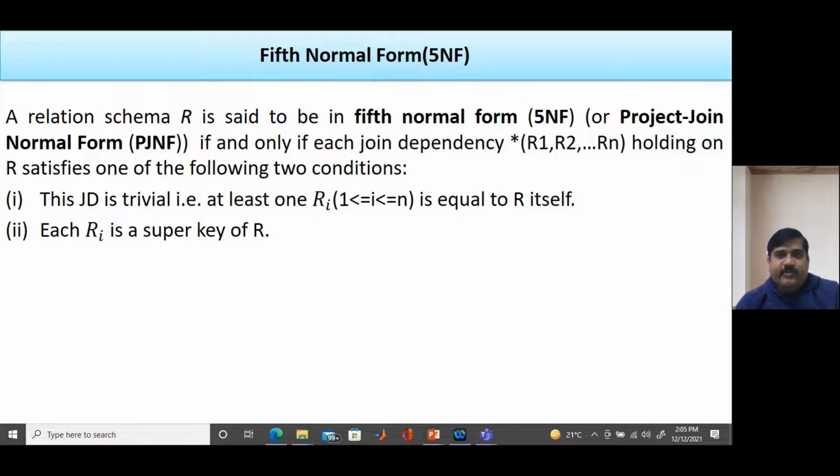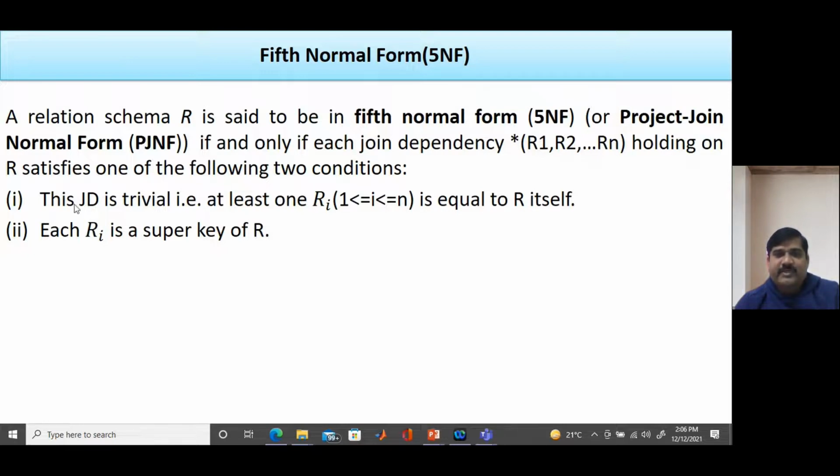In this session I am going to explain fifth normal form. This is also called projection join normal form. A relation schema R is said to be in fifth normal form if and only if each join dependency R1, R2, Rn holding on R satisfies one of the following two conditions.